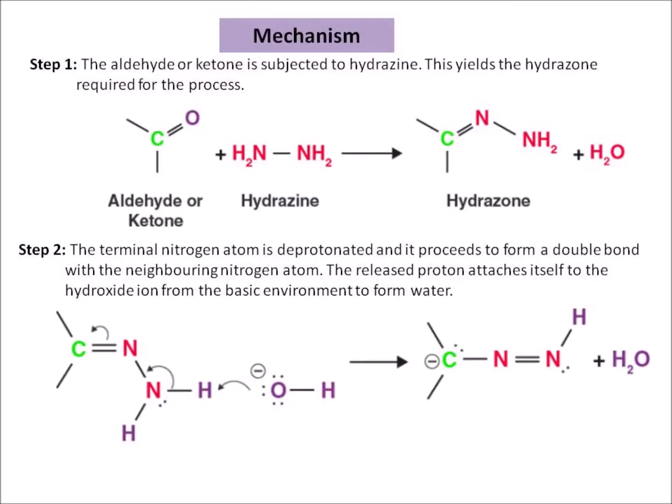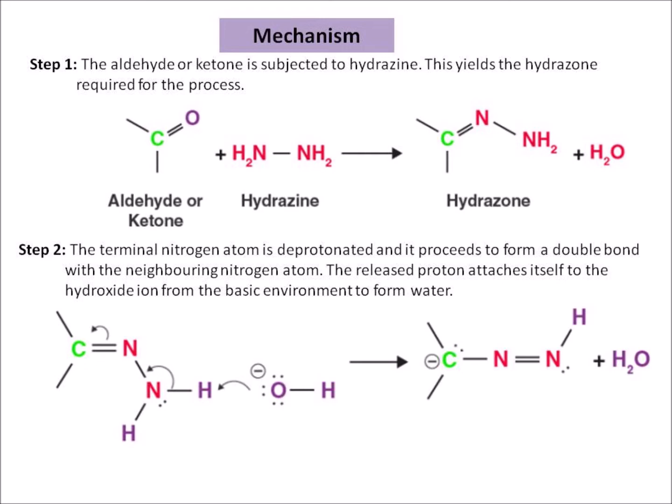There are 5 steps in Wolff-Kishner reduction. In the first step, the aldehyde or ketone is subjected to hydrazine. This yields the hydrazone required for the process. See here the reaction of aldehyde with the hydrazine to form hydrazones.